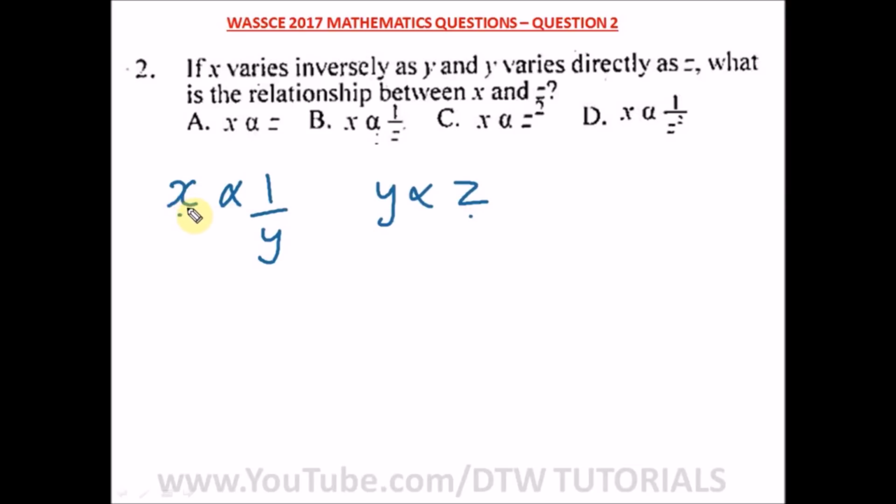We know that x is 1 over y, and we know y is directly proportional to z. So all you need to do is put in the value of z here, since we are looking for the relationship between x and z. So we have x is inversely proportional to z. So this is the relationship between x and z, and our right option here is option B.